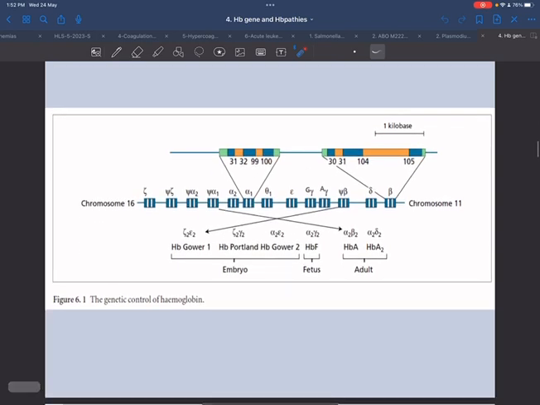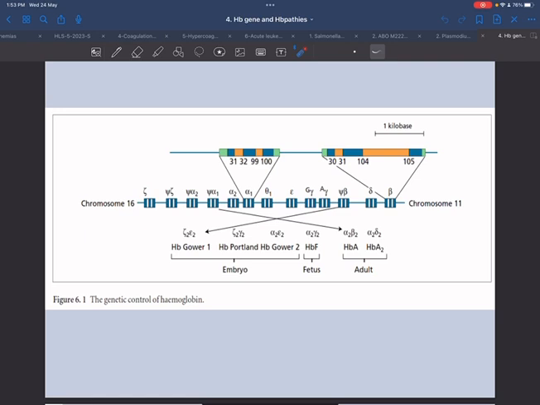Again, if you open a reference like this one, you will notice that the structure of the gene is different, and it draws here chromosome 16 and chromosome 11. Sometimes it's confusing for the reader. We must always remember that on chromosome 16 we have a group of genes called the alpha gene family, and on chromosome 11 we have the beta gene family, and the combination between these subunits will give you these different hemoglobins.